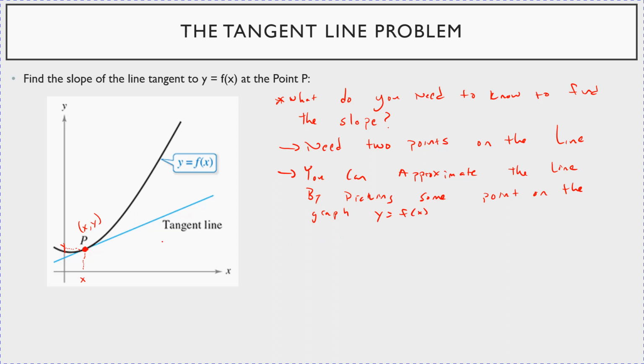What I'm going to do is approximate this tangent line. I'm going to pick a point up here, and this point will be x plus what we call delta x, some change in x. This is how much I'm changing x to get to here. And this is my y plus delta y. So it's my change in x and my change in y. This forms a new line right here, which is what's called the secant line.